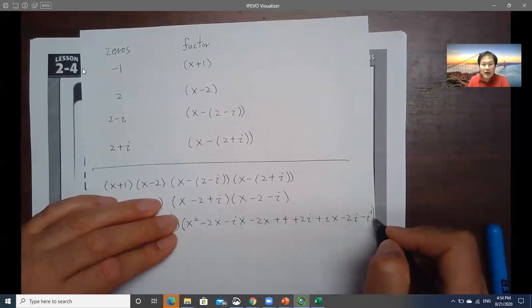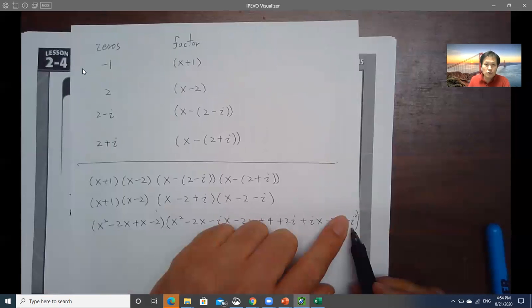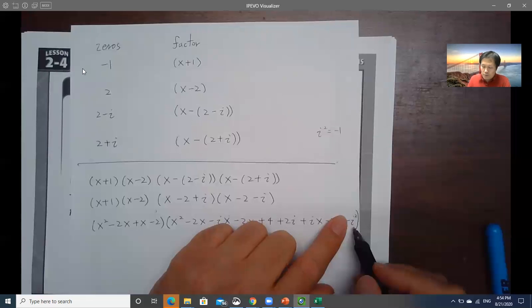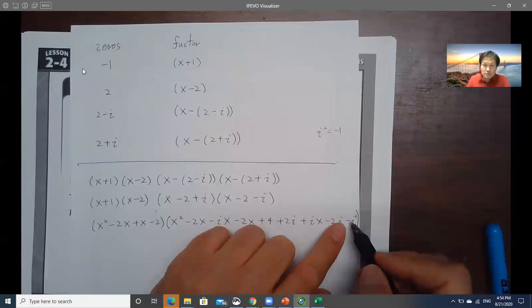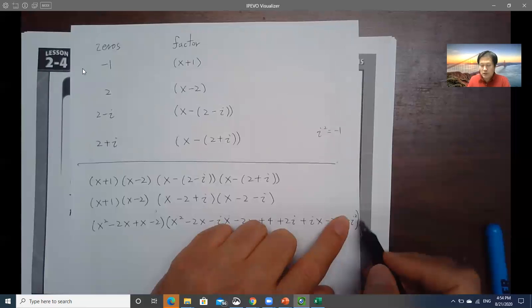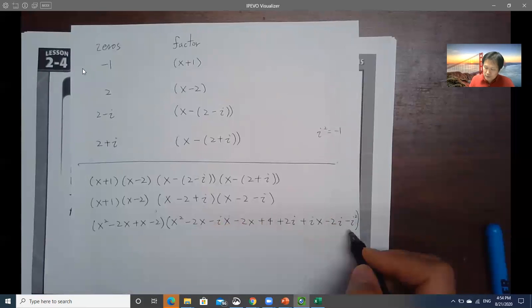Do you remember what i squared is? i squared equals minus 1. If you forgot that, now you know. So minus i squared is minus of minus 1, which is positive 1. So that becomes a positive 1 here.